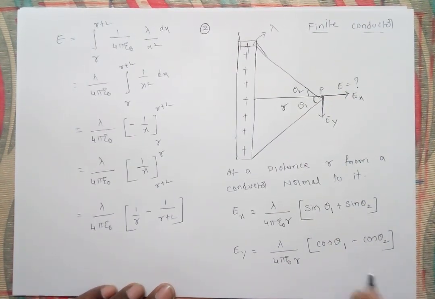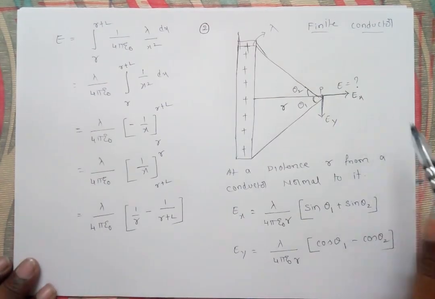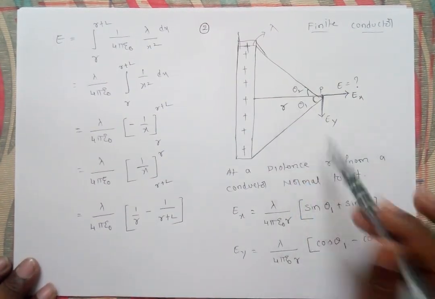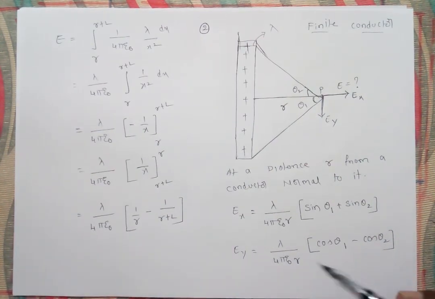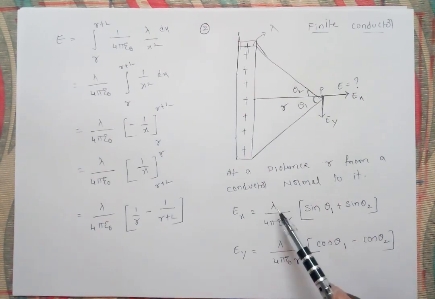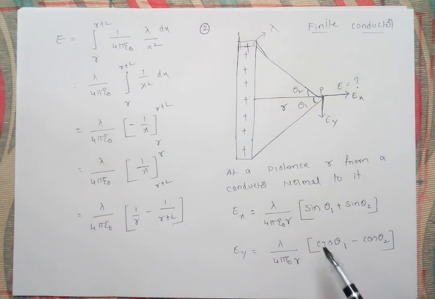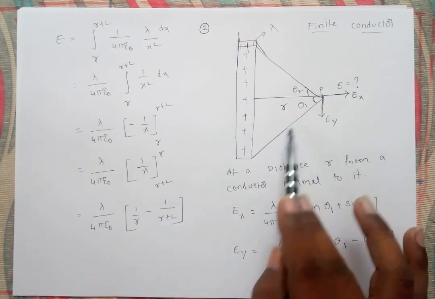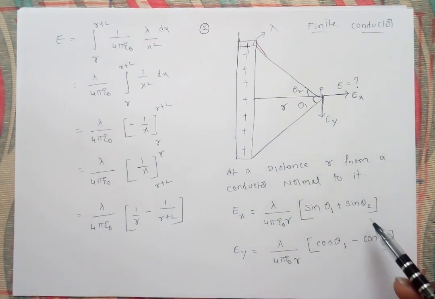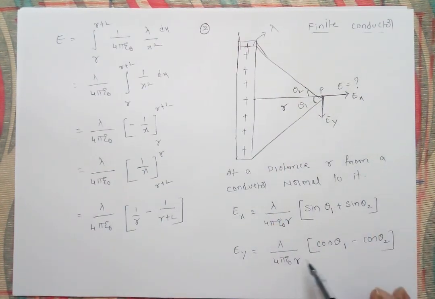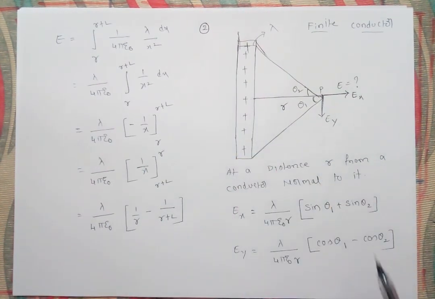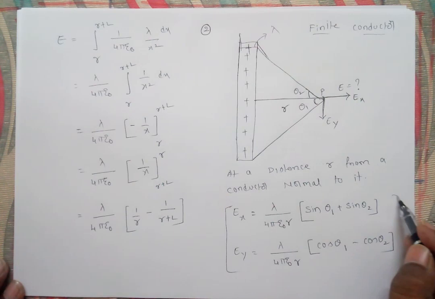So you can remember these results: Ex is lambda by 4 pi epsilon naught r into (sine theta 1 plus sine theta 2), and Ey is lambda by 4 pi epsilon naught r into (cos theta 1 minus cos theta 2), where lambda is the charge per unit length, the linear charge density of the conductor. Theta 1 is the angle made by the lower end, theta 2 is the angle made by the upper end, and r is the distance from the conductor. So this is the formula for finite conductors.